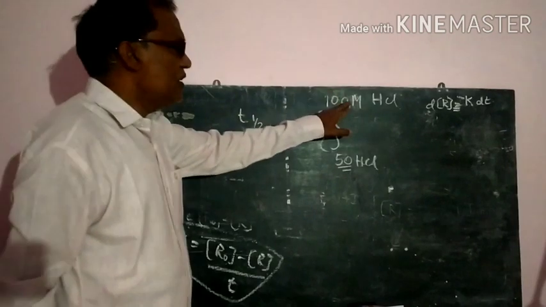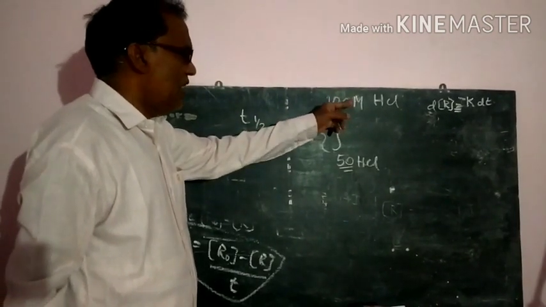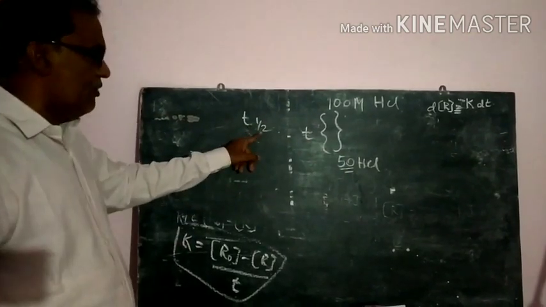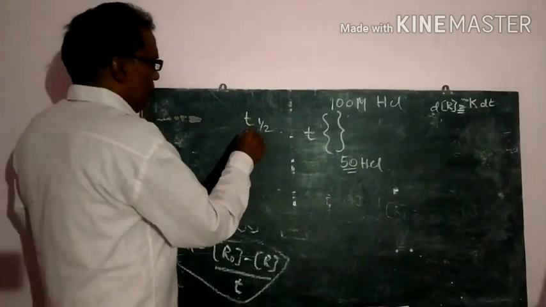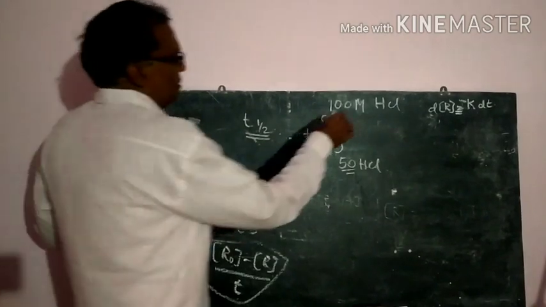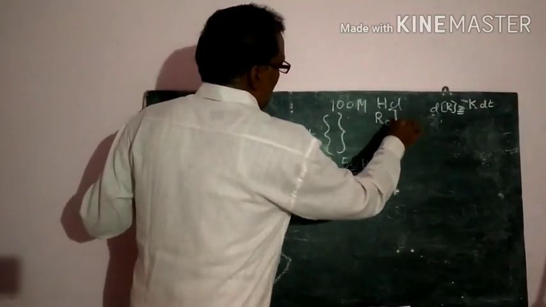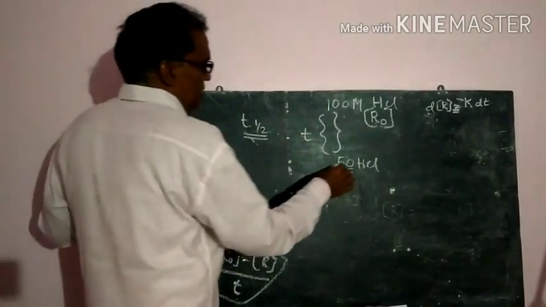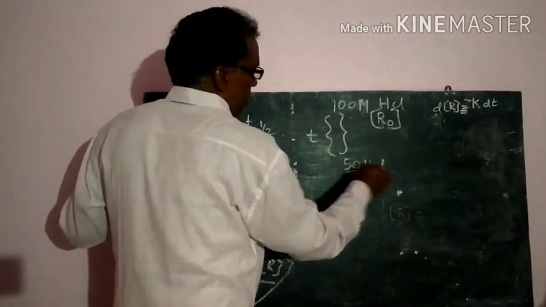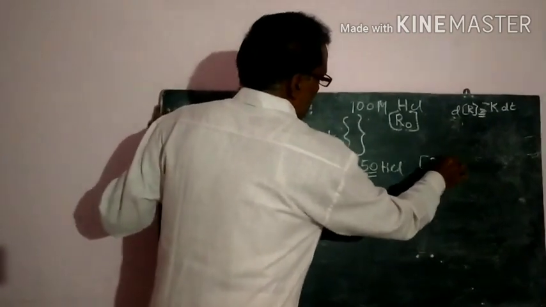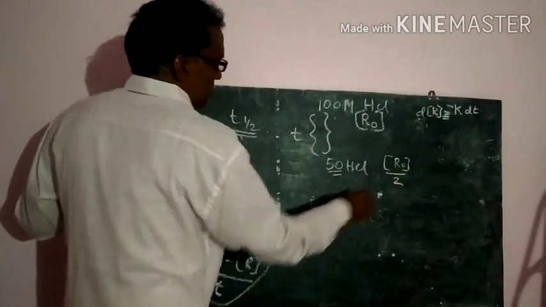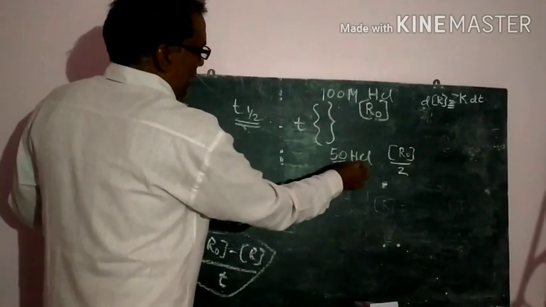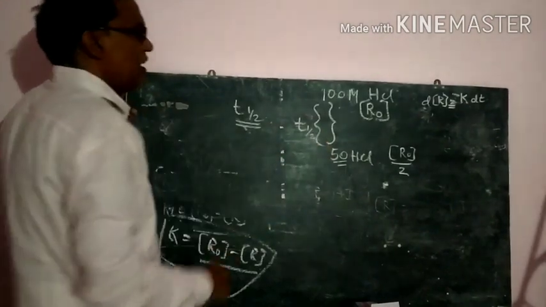So the time taken for the original concentration to become half, that time we will call T half. So that means T half we will use. Generally, suppose we take the initial concentration as R0, so what should the final concentration be? Half. That means the concentration R0 by 2. So this is the final concentration, this is the initial concentration. Whatever time is taken, that time we will call T half.